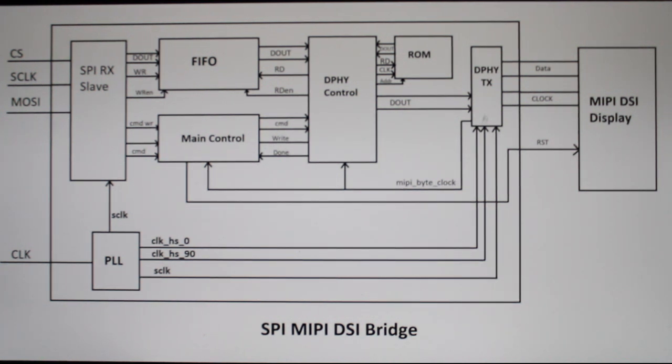DPH needs 3 clocks: 2 high-speed clocks at 90-degree phase difference for the DDR data and 1 slow synchronization clock. These clocks are generated by the PLL module here. PLL module generates only 3 clocks: clock HS 0 and clock HS 90-degree difference to the clock HS, and S clock. S clock is also fed into the SPI module.